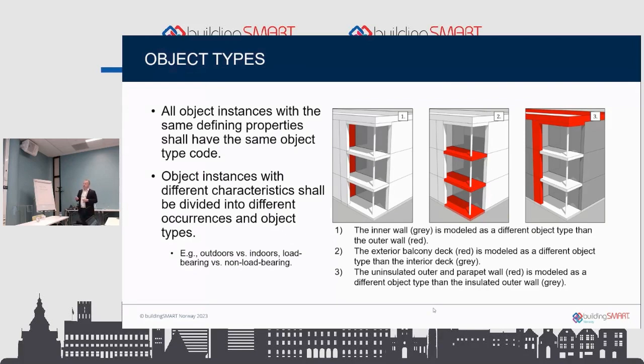For example, in this case we're showing here, you have an internal wall, an external wall, an insulated wall. That is, of course, two different types, even though it looks like one wall. Same with the slab, same with other kinds of walls. If you have different defining properties, it should be split up between those. But if they have the same defining properties, they should have the same type name. So yeah.